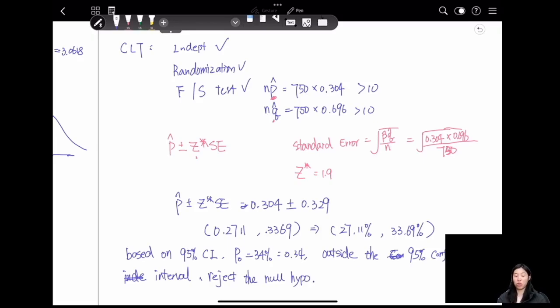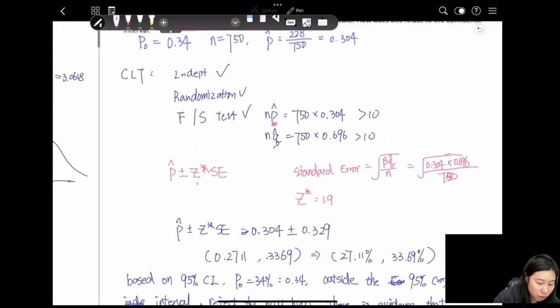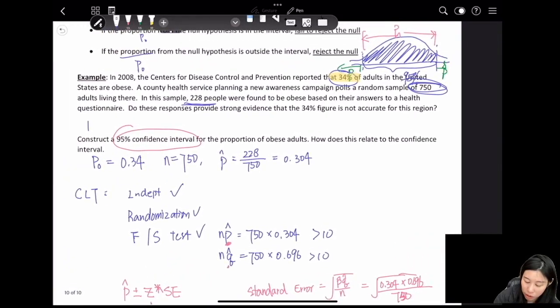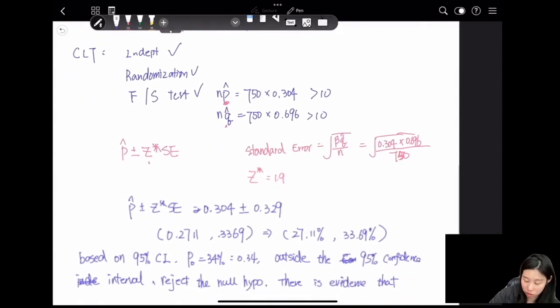So that means there is evidence that shows, and then we state the alternative hypothesis. Here we're trying to prove what? That the 34% figure is not accurate for the region.